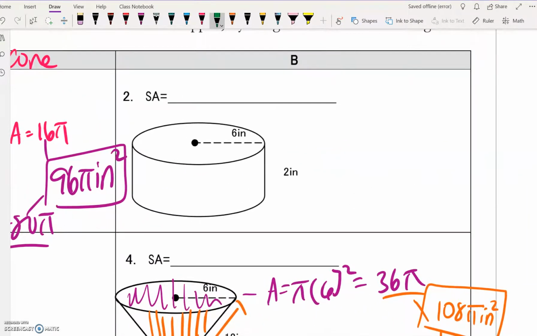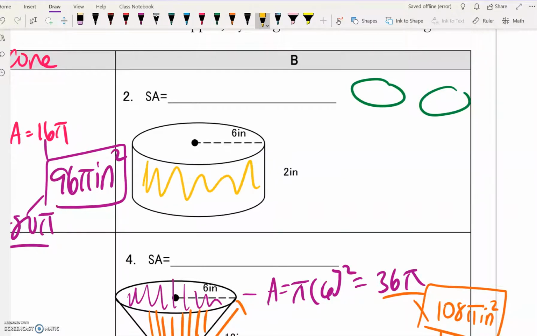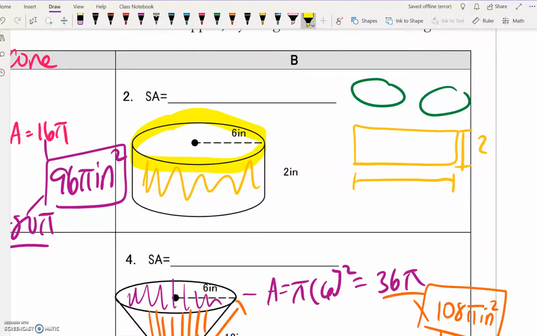So for cylinder, remember you have your 2 circles. And my pen has decided to not work. There we go. We got 2 circles. And then remember, if you take this middle bit, what's called the lateral or the side surface area, and you uncurl it, it's going to actually be a rectangle. And the rectangle is going to be 2 tall. And if I curl it back together, that side, or same thing, the bottom, is going to be the circumference of my circle, which is 2 times pi times radius of 6. And that's equal to 12 pi.